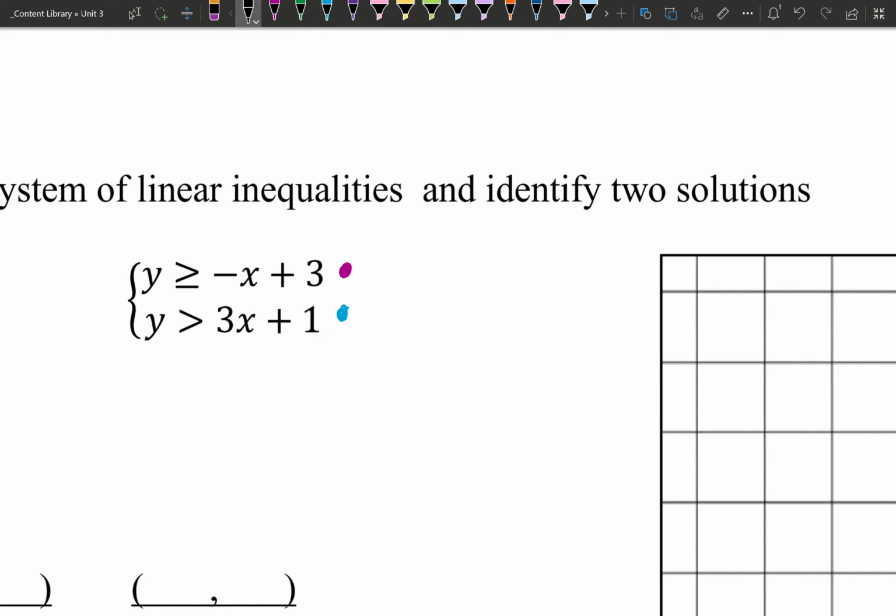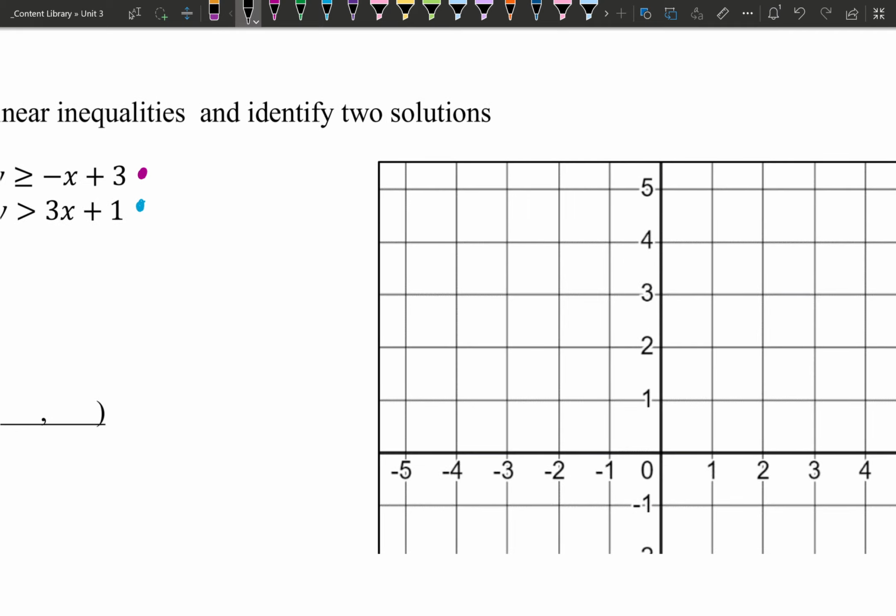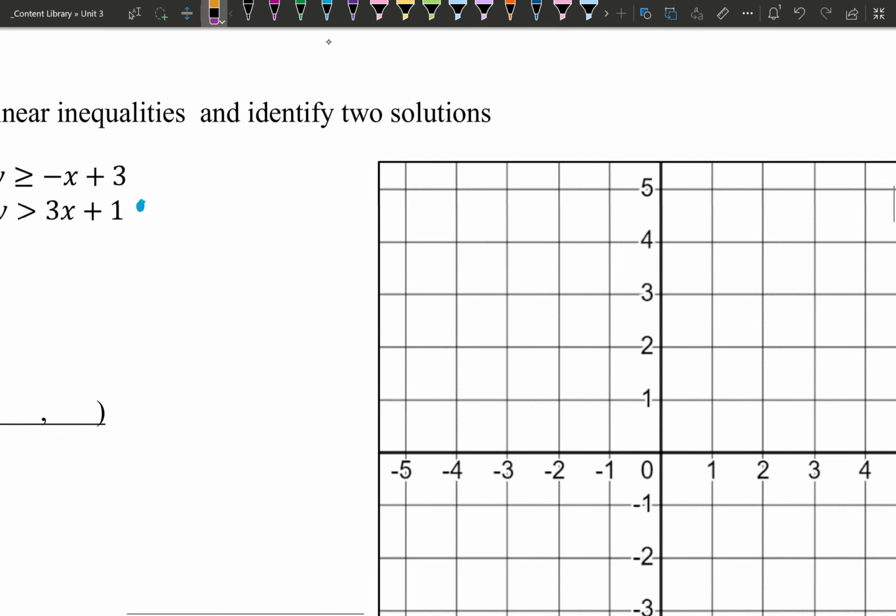Now let's think about this one, the pink one. It is greater than, it has a line underneath. Okay, let's start by putting a dot on the y-intercept, which is 3. So I'm going to put a dot on 3. The slope here is negative 1, which is really negative 1 over 1. So that's telling me to go down 1 to the right 1.